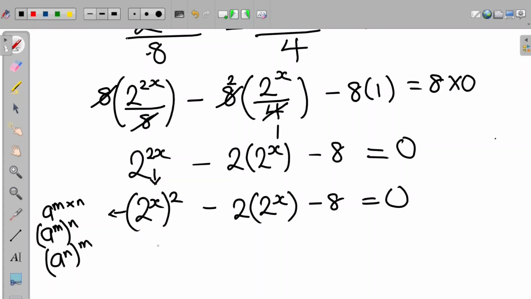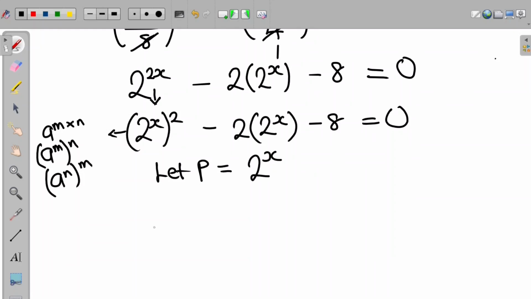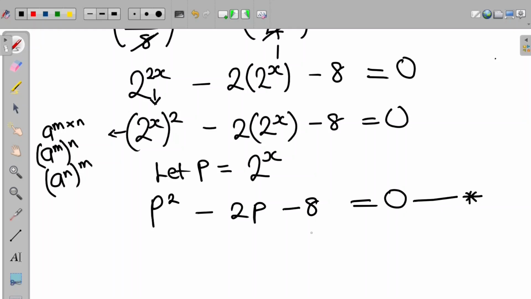First, we can now make a substitution and say let p be equal to 2 to the power of x. So our equation now reduces to p squared minus 2p minus 8 equal to 0. At this point, we have a quadratic equation, so we can solve this equation using the factorization method.